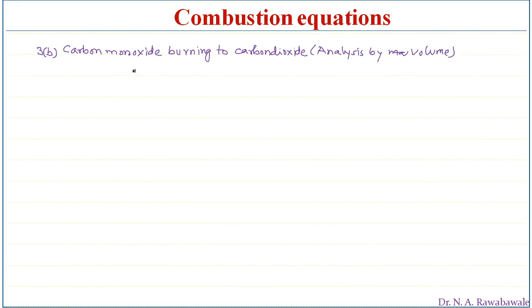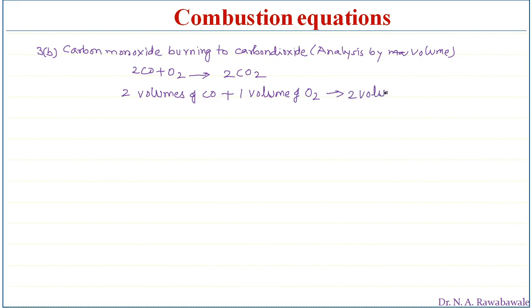Now here 2 moles of carbon monoxide are burned in presence of 1 mole of oxygen, producing 2 moles of carbon dioxide. So 2 volumes of carbon monoxide are burned in presence of 1 volume of oxygen to produce 2 volumes of carbon dioxide.